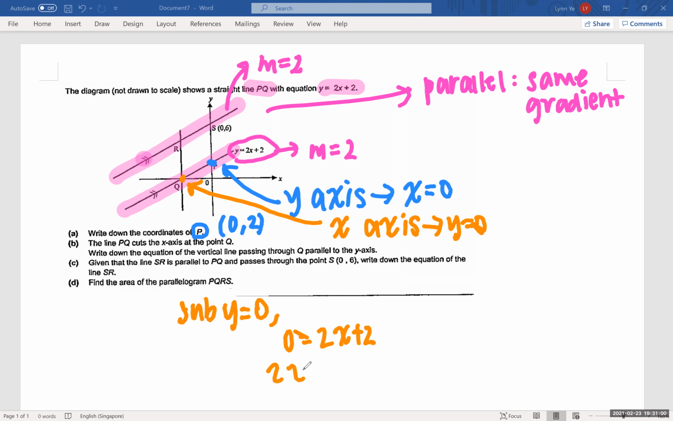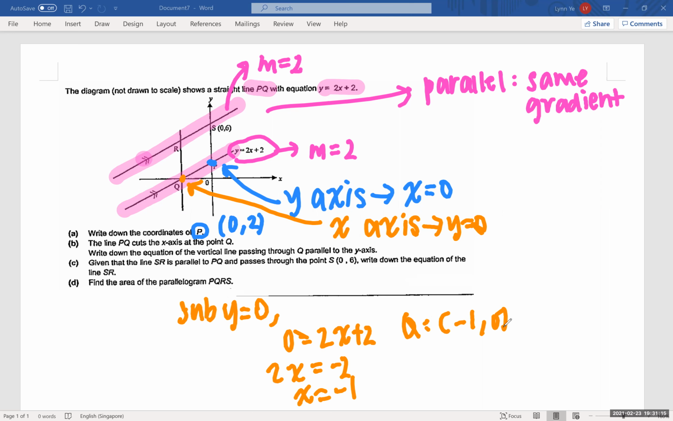That means that 2x is equal to minus 2 and x is equal to minus 1. So with that, we have the coordinate of q. That means that my q, the value is minus 1, 0. But they didn't ask just for q.